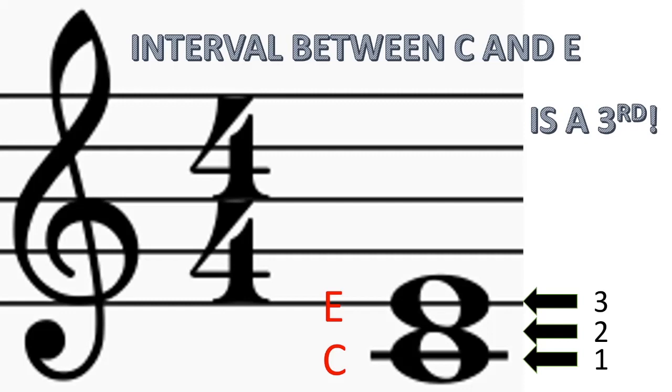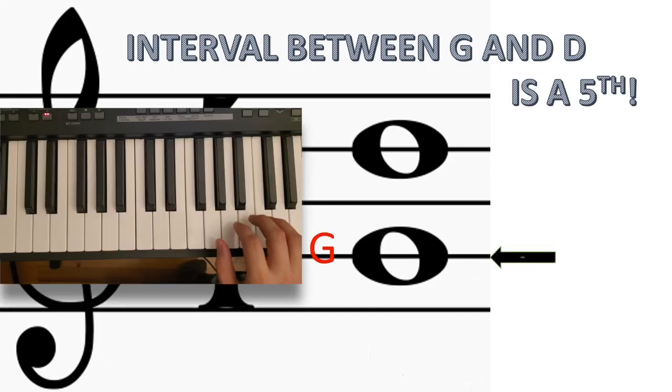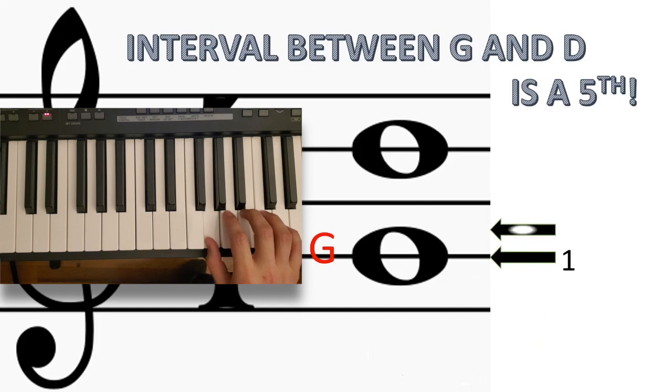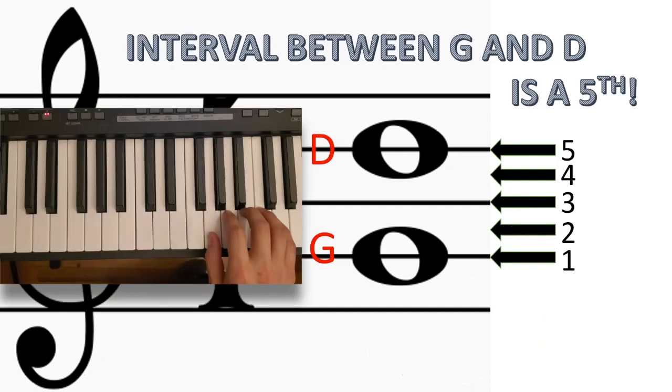For example, I can look at G and D. I label the bottom note G as 1. Then I count up each line and space until I get to D. Now that I've counted the lines and spaces on the music staff, I know the distance between G and D is a fifth.